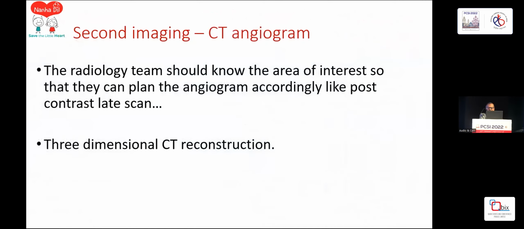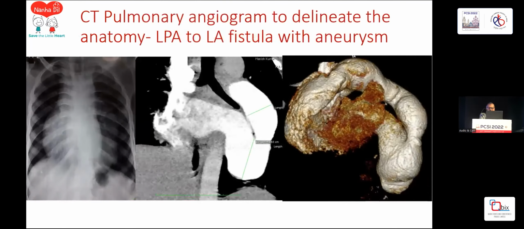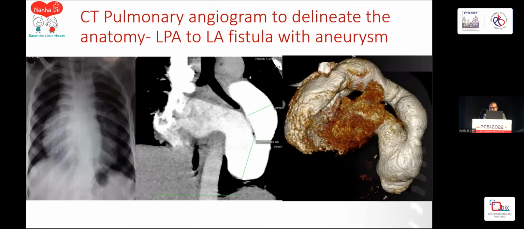So as we discussed, 3D CT and multi-plane assessment for the anatomical delineation and deciding the procedure are immensely helpful. This is an example of that left pulmonary artery to left atrial fistula. You can see how big the aneurysmal pathway was, and the narrowest point was 24 millimeters. So the CT was very, very helpful in planning the procedure.